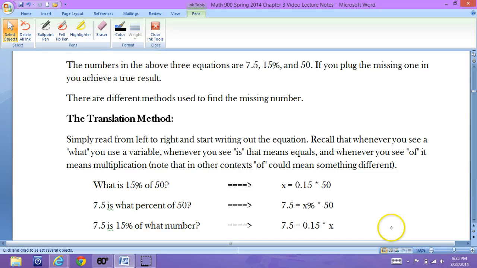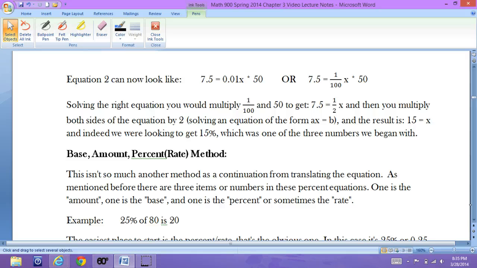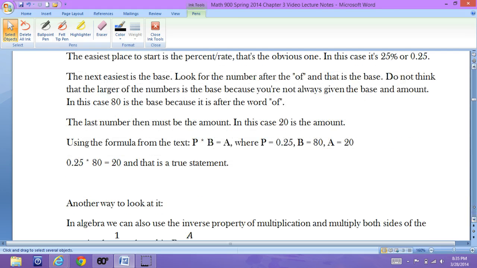I explain how to translate. I give you hints about what to do. One of them being you always have to work with decimals, not percent, so you have to convert before you start working with things. I give you the different examples with the base amount percent method, which is how they do it in the book, PBA. Some of you learned it some way, and you know how to do it, and you do it perfectly fine, and that's fine. Whatever method works best for you.